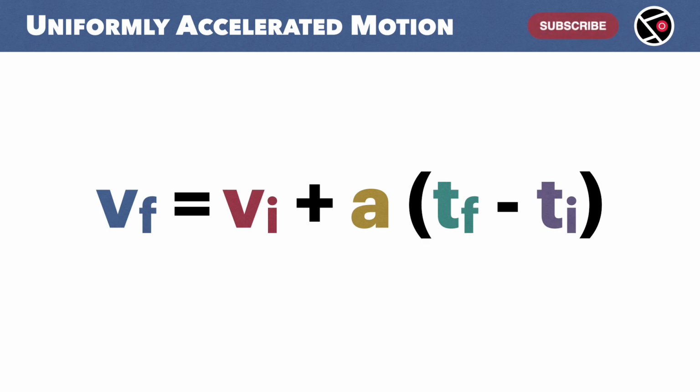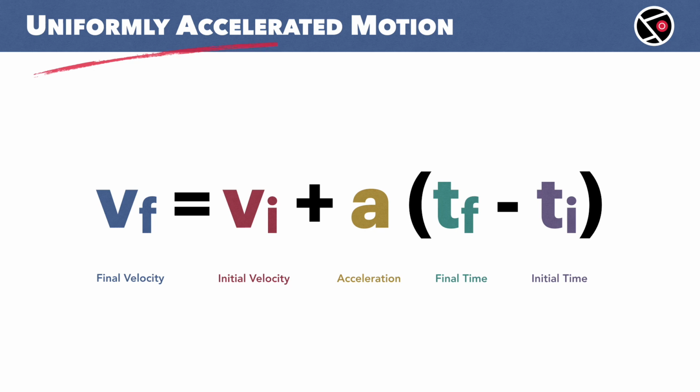In this lesson, we will prove this fundamental equation. Vf equals Vi plus A times Tf minus Ti. This equation is valid only for constant acceleration, UAM. I will first prove this using a velocity versus time plot, the graphical approach, and then prove it again using calculus.